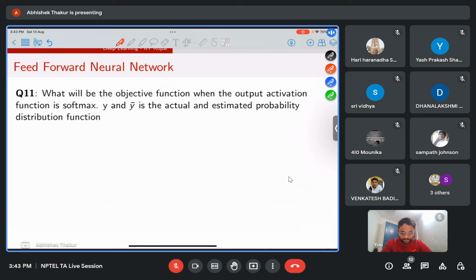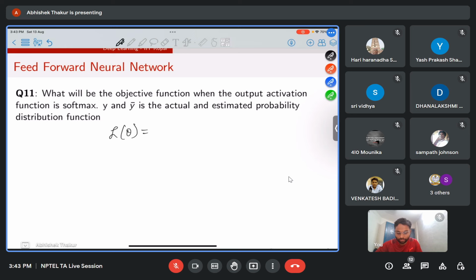So in this question, it is given: what will be the objective function when the output activation function is softmax and y hat is the estimated probability distribution, and y the actual? So as we all know, when the output activation function is softmax, our loss function is the cross entropy.